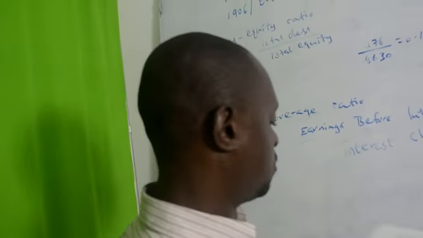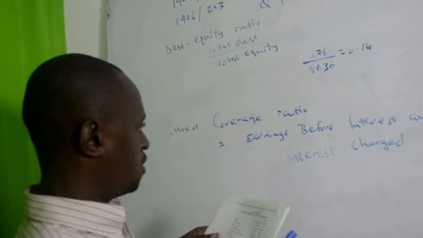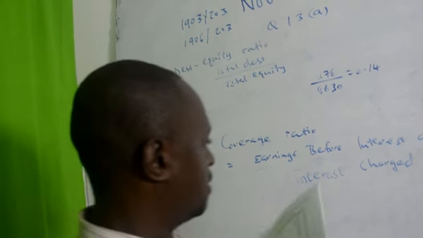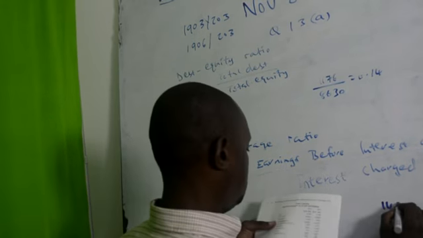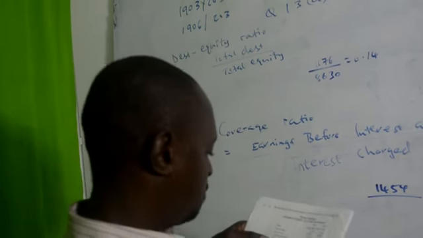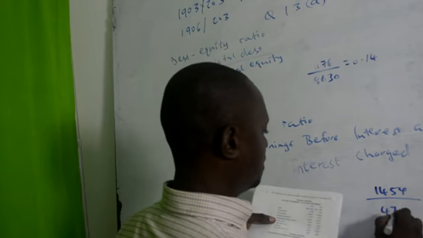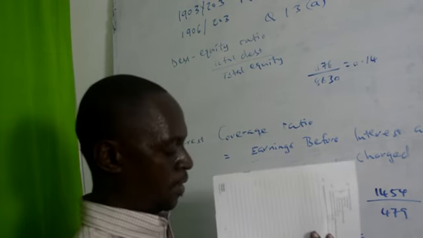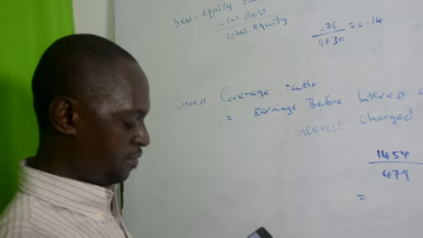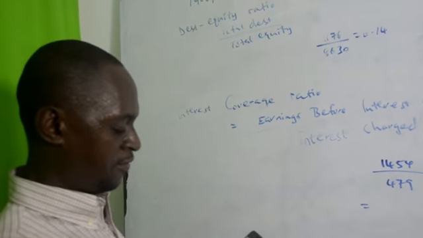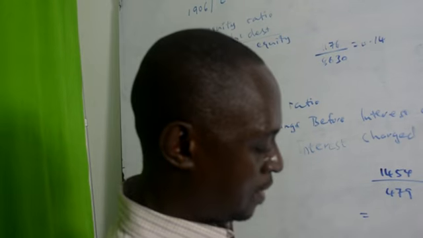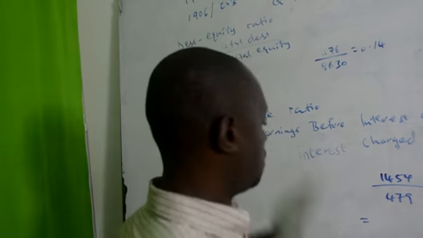So we have 2012 earnings before interest and tax. So we have profit before interest and tax, this is 1456 divided by interest charged. So we have interest paid 479. So this is 1454 divided by 479. So that is 3.04.